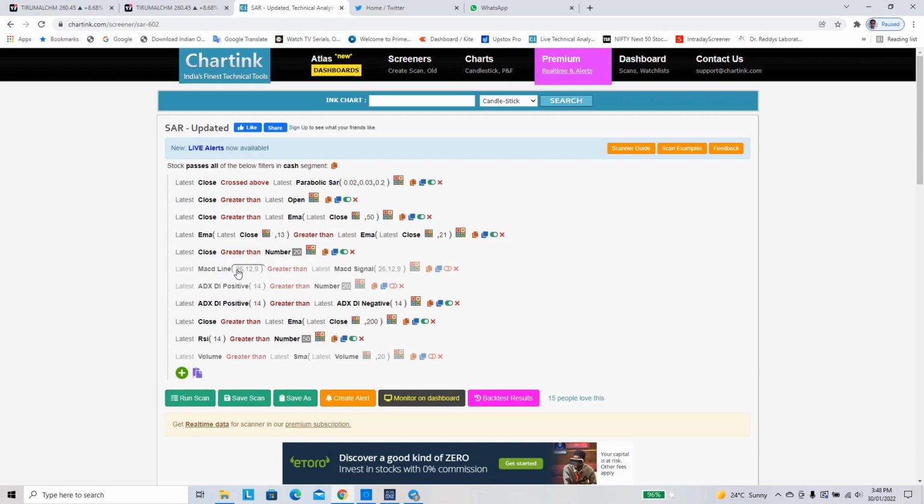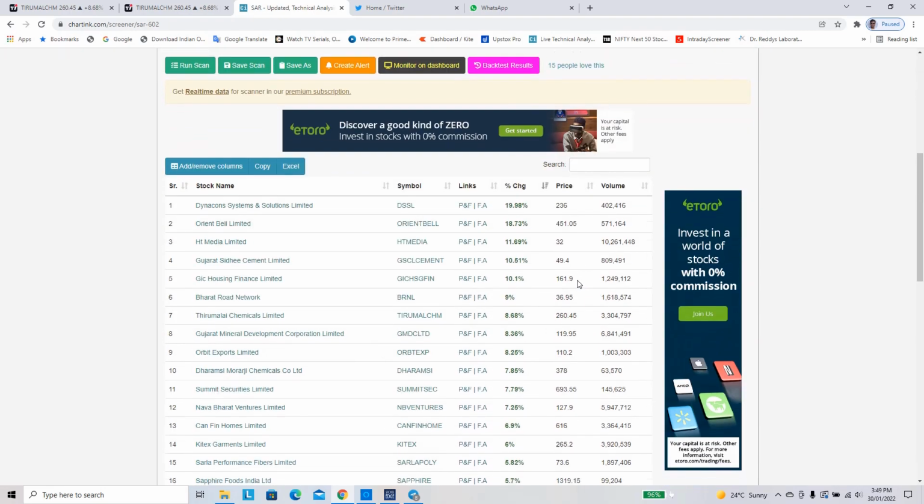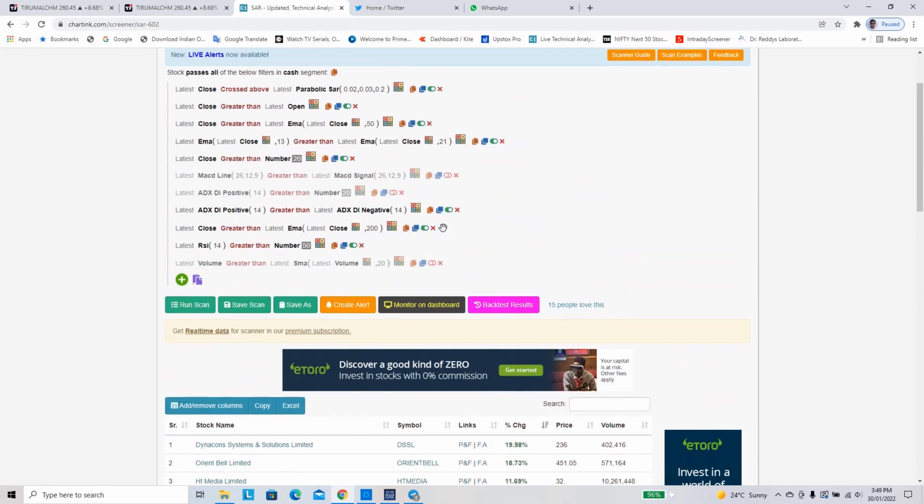Then I have a logic here of MACD. If you want, you can enable this one or disable it. If you want stocks where the MACD crossover has already happened, you can enable this one, then you will get those stocks. Or else if you don't want, you can just disable it. I will show you how it makes a difference. Let me explain this first and then I'll explain how it makes a difference.